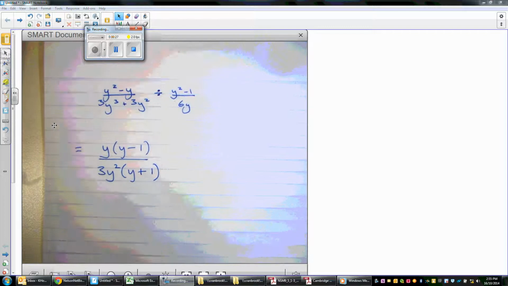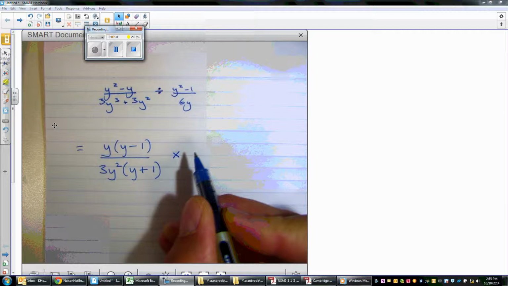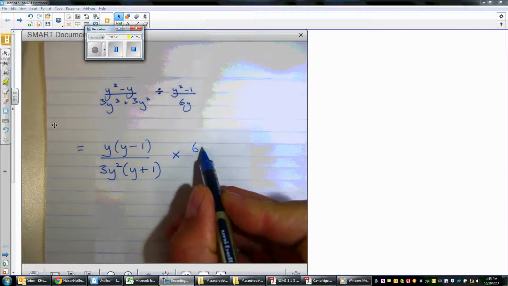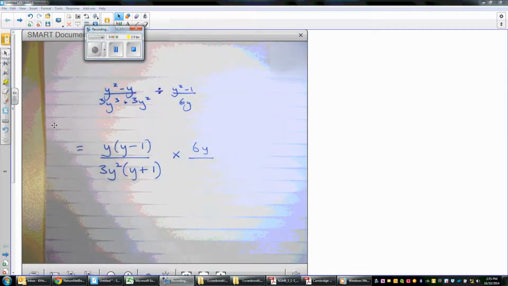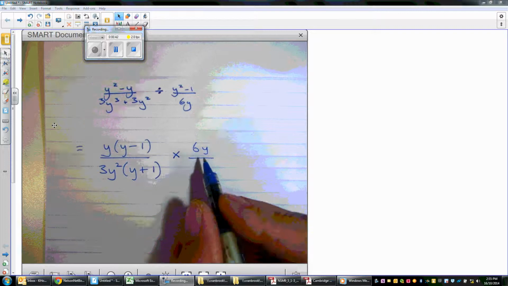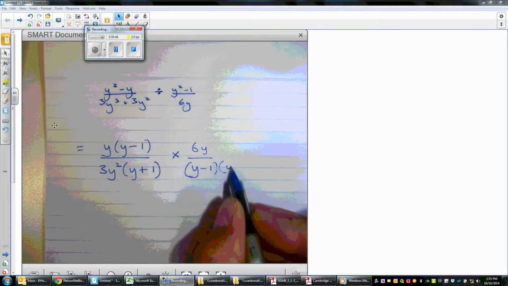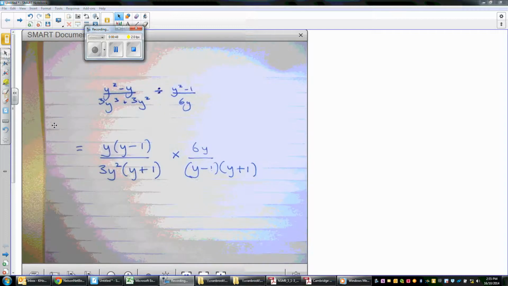So what I can do is leave the first one the same. I change the sign to a multiplication sign, and then I flip the second fraction. And I don't forget to factorise where I can. I can't factorise a 6y, but I can factorise the bottom now of the right-hand fraction. I can see it's a difference of 2 squares. So it's y minus 1, y plus 1.